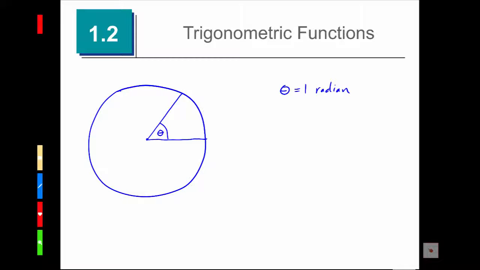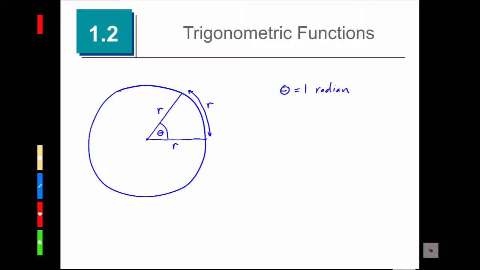What does that actually mean? Well, if this circle has radius r, then that distance there is r, and that distance there, of course, is also r. Now theta equals 1 radian is the angle such that this arc length here is also equal to r. So a radian is the angle theta such that for a circle of radius r, the arc length swept out in this sector is also equal to r.